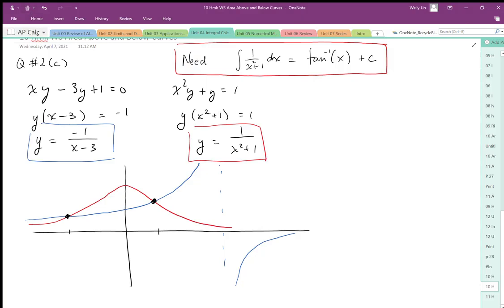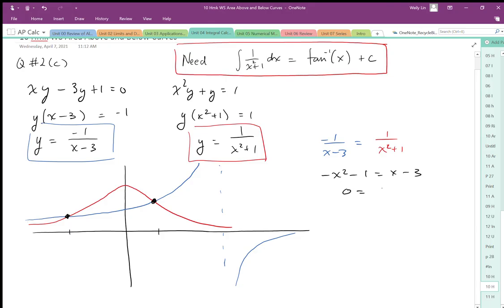the intersection points. So to do that, we're going to solve for the intersection. So I'm going to make the blue equation equal to the red equation. Okay, and then solving this, we're going to end up with negative x squared minus 1 is equal to x minus 3.